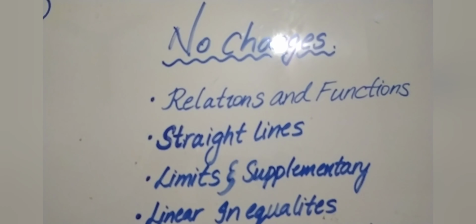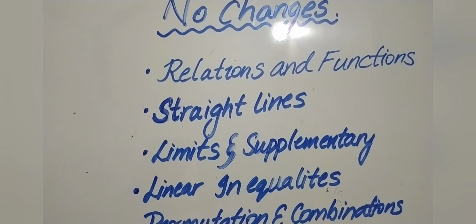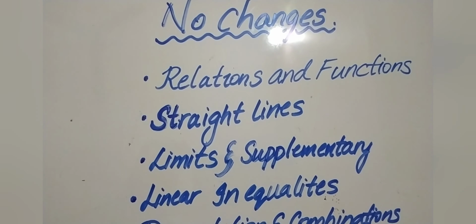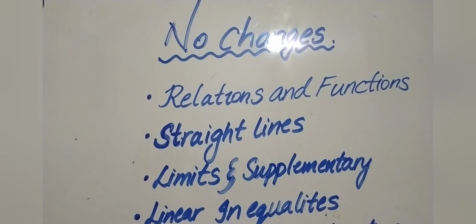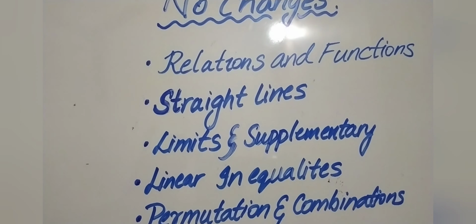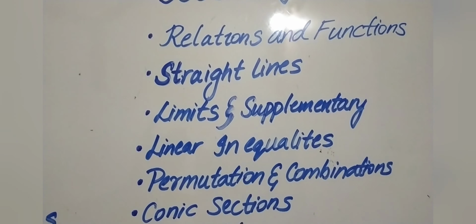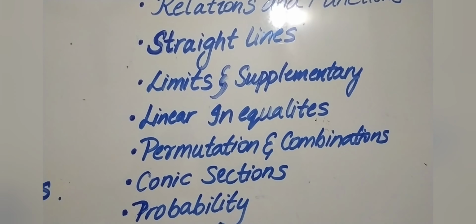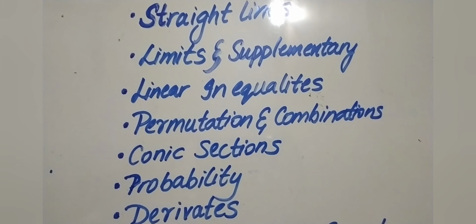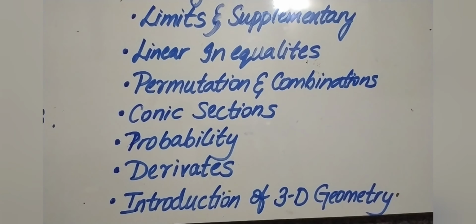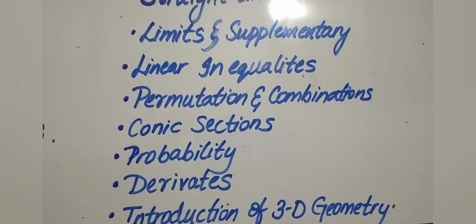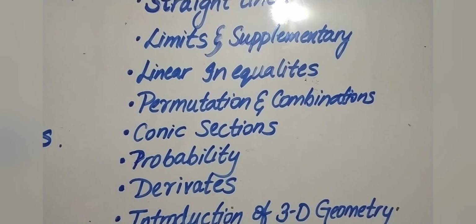Relations and functions, straight lines, limits and derivatives, and the supplementary page, which is the last page, that is also included. Linear inequalities, permutations and combinations, conic sections, and probability, as well as introduction to 3D geometry. These are the chapters which do not have any changes.